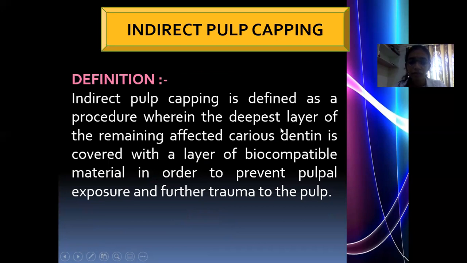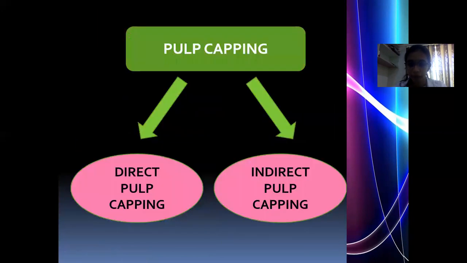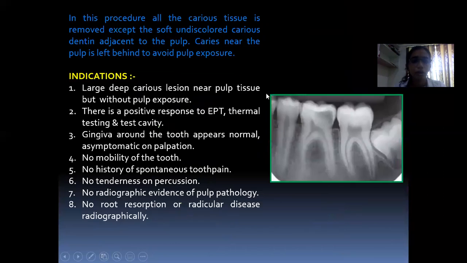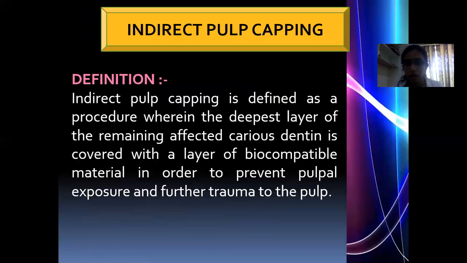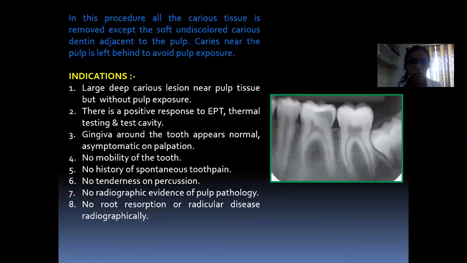is covered by a layer of biocompatible material in order to prevent the pulpal exposure and further trauma to the pulp. In this procedure, all the carious tissue is removed except the soft, undiscolored carious dentin adjacent to the pulp. Caries near the pulp is left behind to avoid the pulp exposure. So, in indirect pulp capping, we should remove caries present in the walls, in the floor. The infected dentin is removed, whereas the affected dentin is preserved so that it avoids pulp exposure.